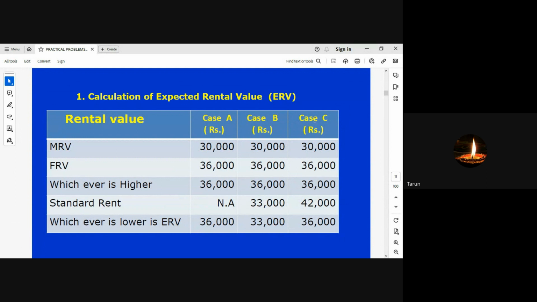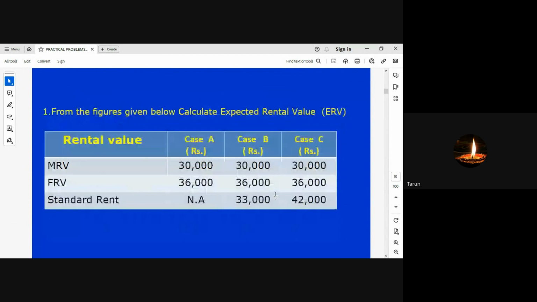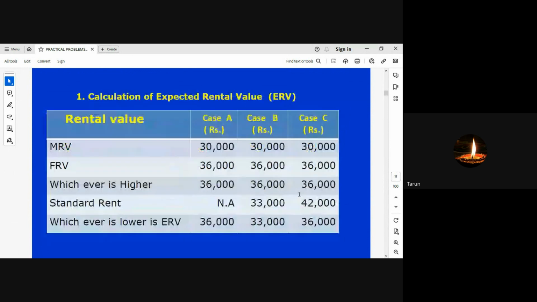In case C, the municipal rental value is 36,000 as the fair rent, whichever is higher is 36,000. Standard rent is given as 42,000 in case C. Whichever is lower is the expected rent. So the lower is 36,000 in case C. So 36,000 is the expected rent. This is the way to follow the rules in the practical question theoretically.